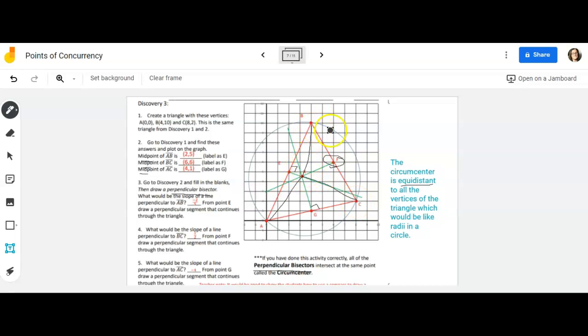Now, if I drew a circle where all of these corners hit the circle, these would be a radius. So this technically is in the middle of this circle. So that's why it's called a circumcenter. Think about it, because we have circumferences in circles and things like that. So this is in the center of this circle if I were to draw the circle.